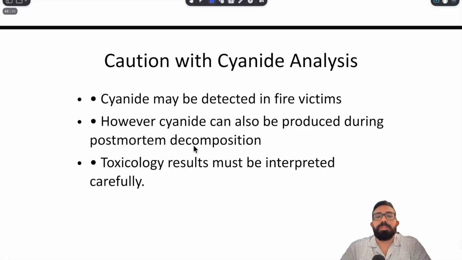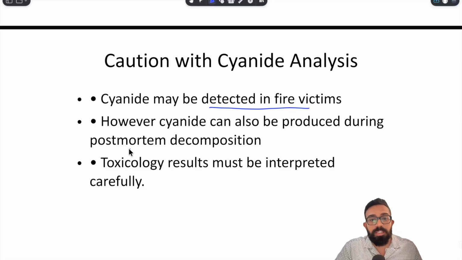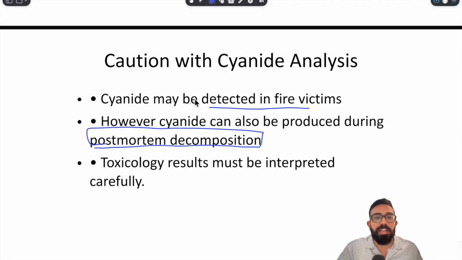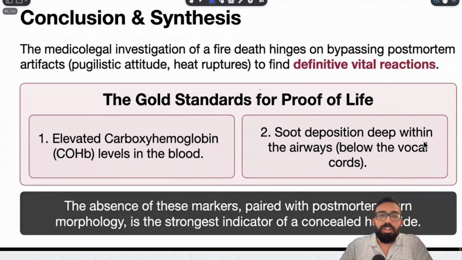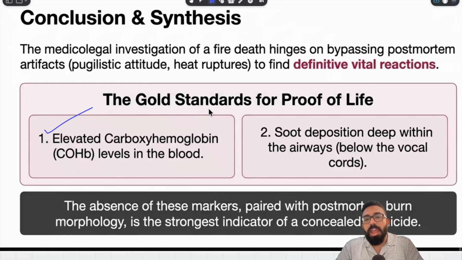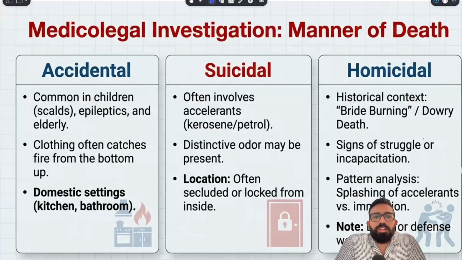There should always be some caution with cyanide analysis, because cyanide may be detected in fire victims, but cyanide is also a sign of normal postmortem decomposition. Therefore, cyanide analysis is not a reliable marker. What are the gold standards? The gold standards of diagnosis are always elevated carboxyhemoglobin and soot deposition in the airways below the level of the vocal cords.